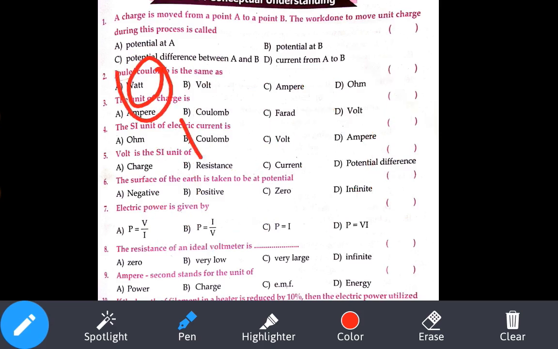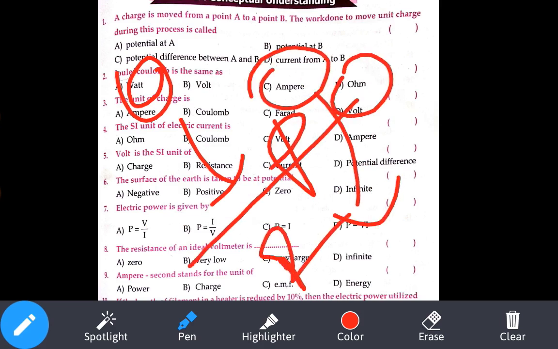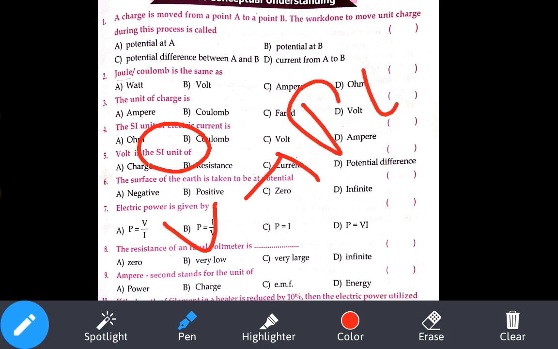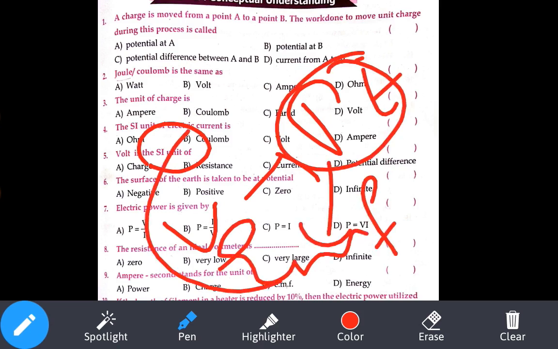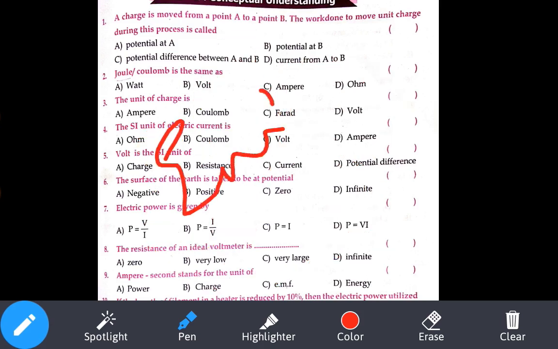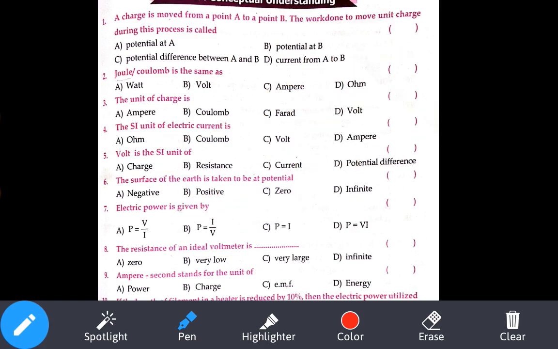Now what is the unit for power? And ampere is the unit for current, and ohm is the unit for resistance. The unit of charge, just now I said, is coulomb. Volt is the unit of potential difference, and we call this potential difference EMF when it is connected to a DC source. So the EMF and potential difference both have the same unit, that is volt. Okay, what is our answer? Volt is the unit of potential difference.